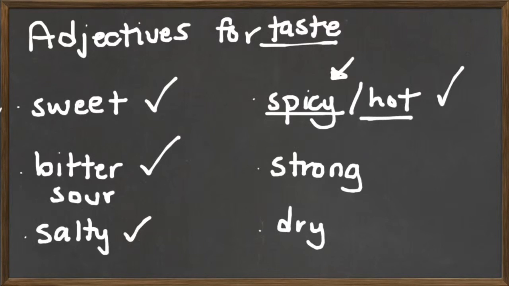The next one would be strong. Now, strong can be applied to many different types of taste, but normally we use it for drinks, alcoholic drinks. We can talk about a specific alcoholic drink such as tequila or mezcal. Some people consider them strong, like difficult to drink, because they have a very powerful taste, so to speak.